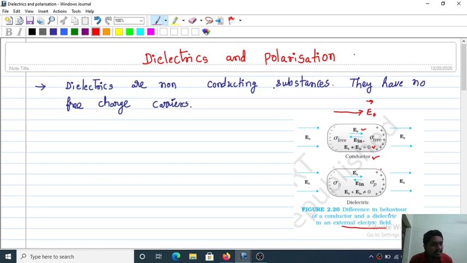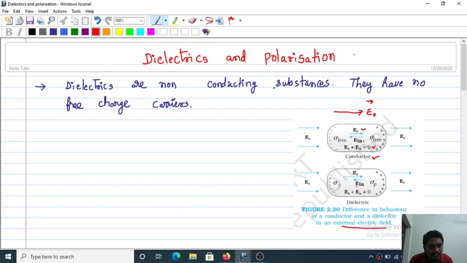Air is an example of a dielectric material. See here, this is an example: a dielectric placed in an external field. Here also, negative charges are slightly displaced towards the left side, and we will see positive charge on the right side of the conductor.